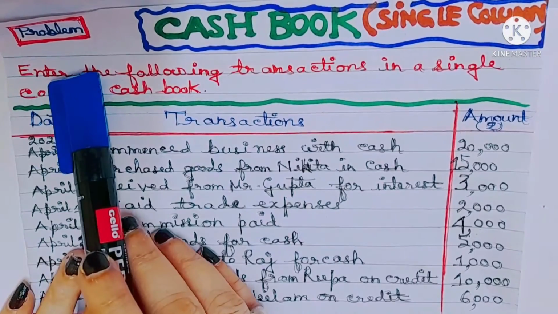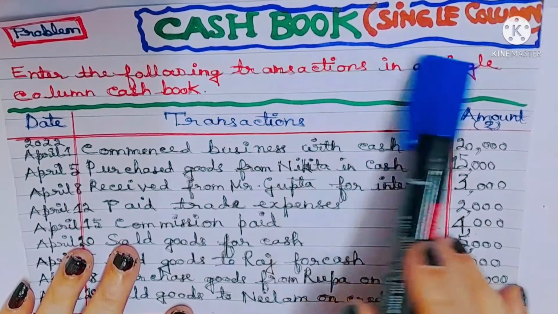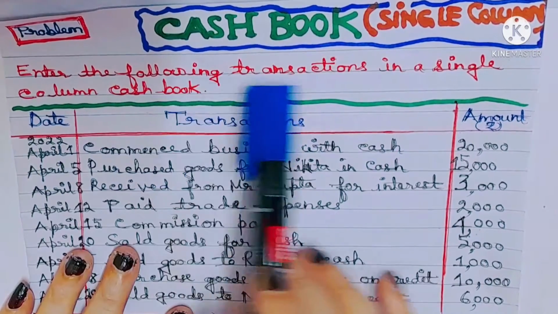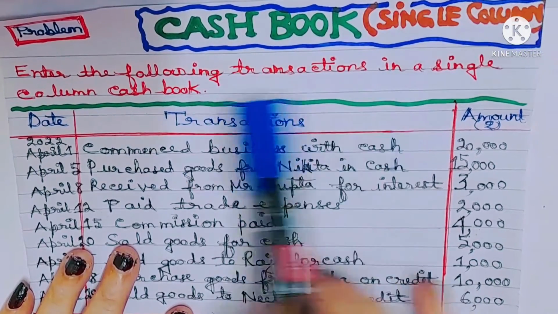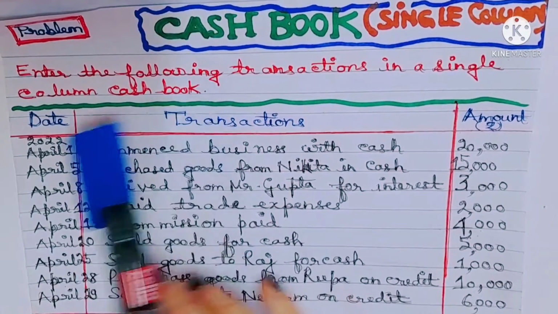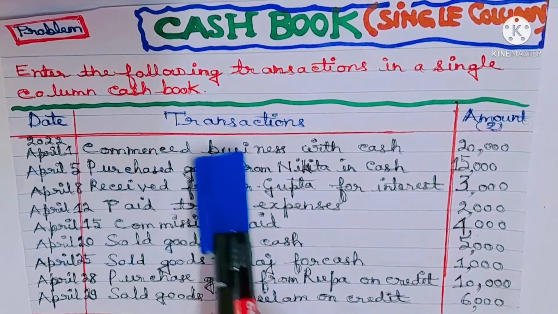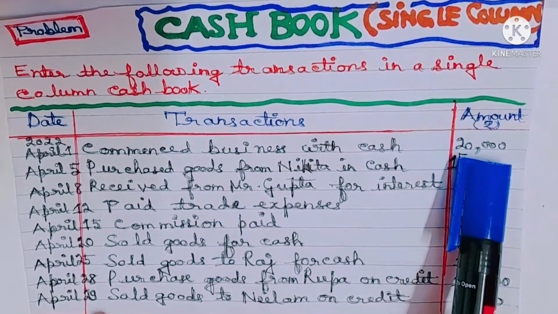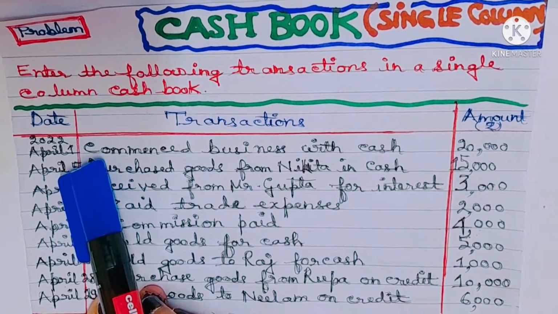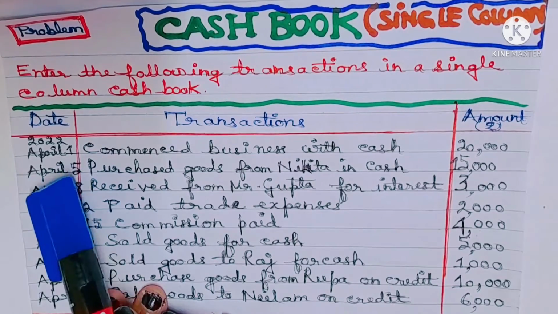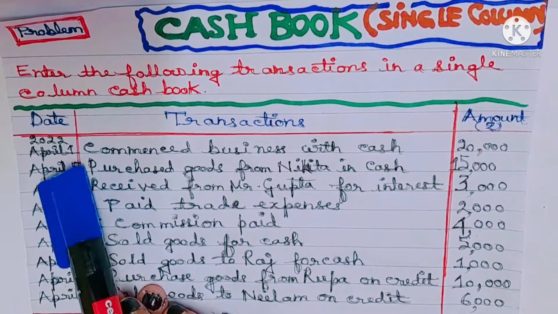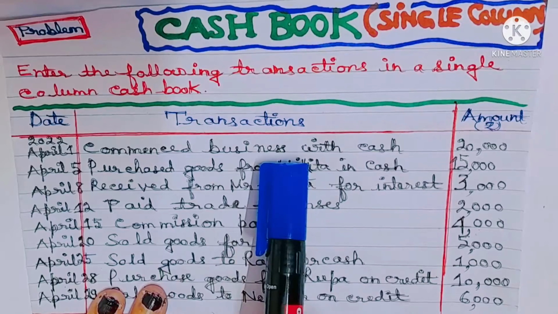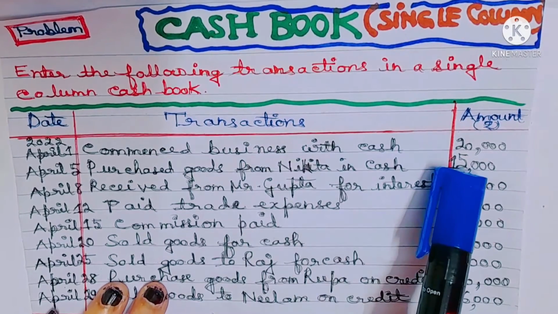So here is the problem. Single column cash book. Enter the following transactions in a single column cash book. Here is the column of date, here is the column of transactions, and here is the column of amounts. So what is the first transaction? The first transaction is 2022, on 1st April, commenced business with cash 20,000.